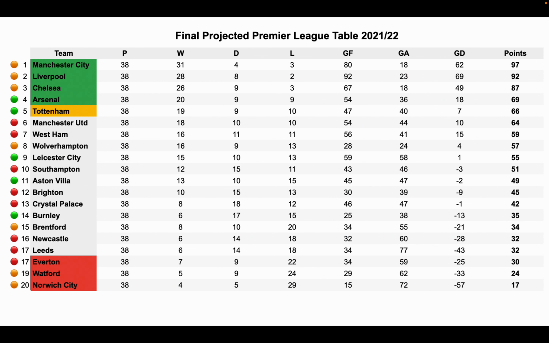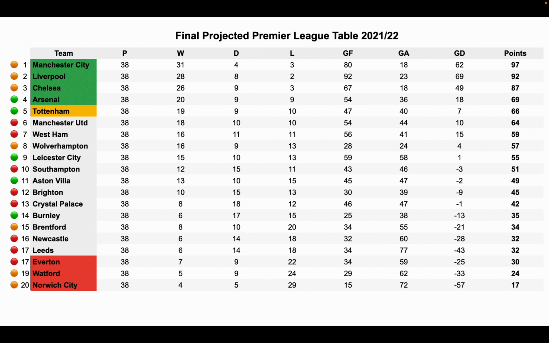So Newcastle and Leeds both dropping from where they are at the moment. Brentford staying where they are, and Burnley going up. A couple of drops for Brighton and Palace. Villa going up a little bit. Southampton dropping. Leicester going up, and Wolves staying where they are. So yeah, that's interesting, isn't it?